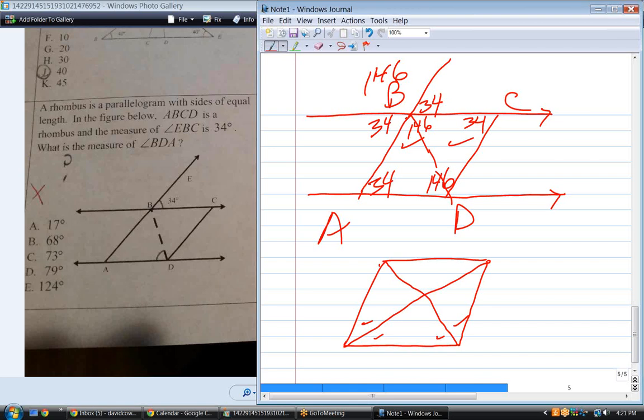Trying to figure out if there's another way we can be certain that that bisects it. I know 73 is the right answer. I guess it's just because of that principle with rhombuses. Not sure if we can use the parallel lines here to come up with that angle. I don't think so.